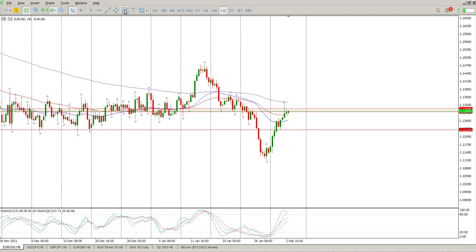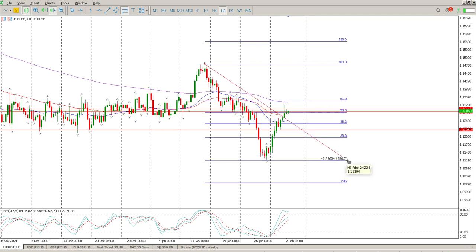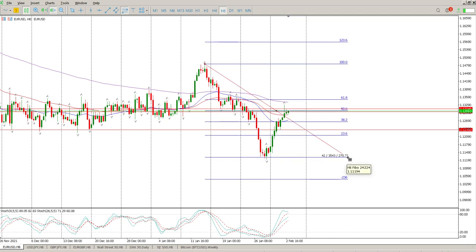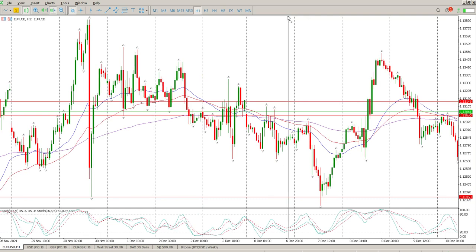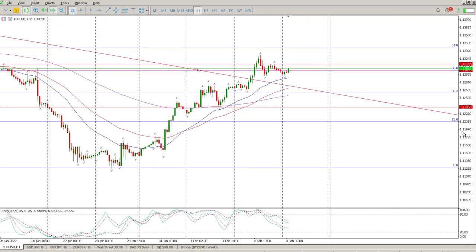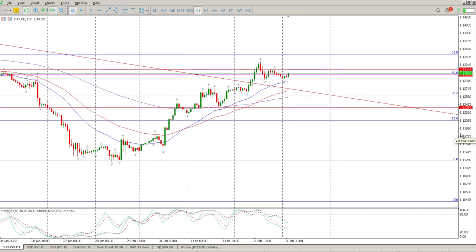The other thing that I think you want to pay attention to here is the Fibonacci. You can see we're just above the 50% Fibonacci. 61.8 is also lurking. So this is the zone that I would be looking at for some sort of reversal. At the moment though, I suspect we are going to have another leg up.